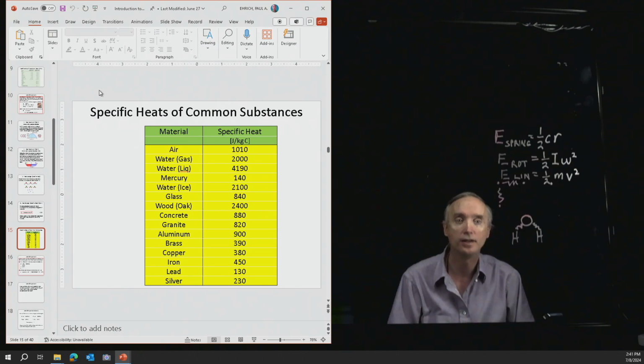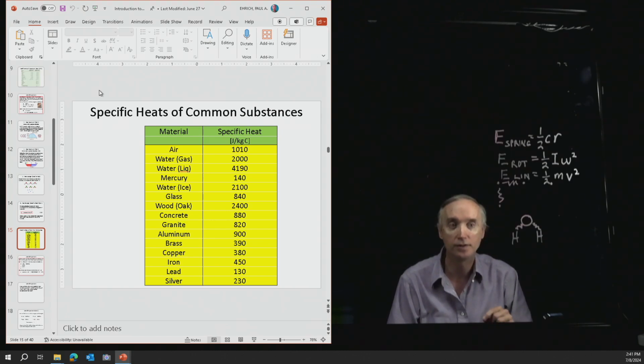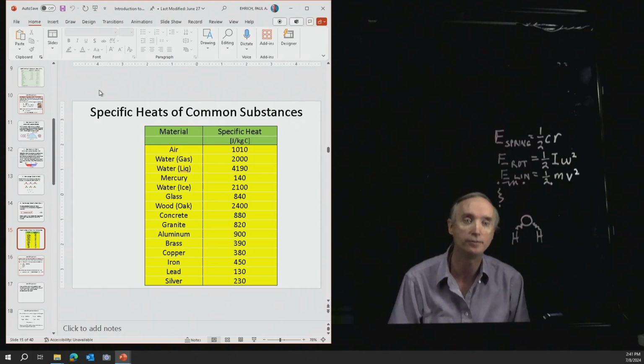So here are some specific heats of different substances. And notice that water in the form of a liquid has a very high specific heat compared to other kinds of substances. And that's because it has so many different ways of storing its energy.